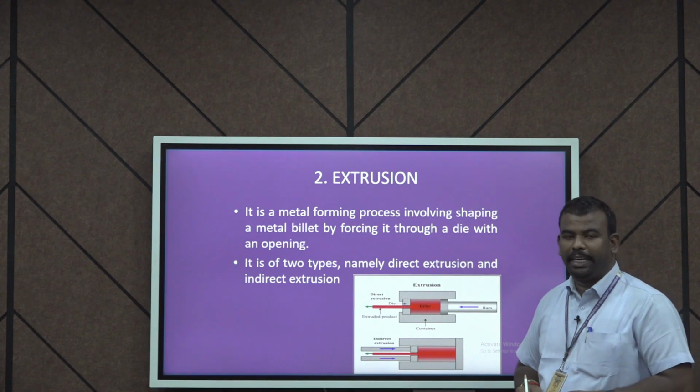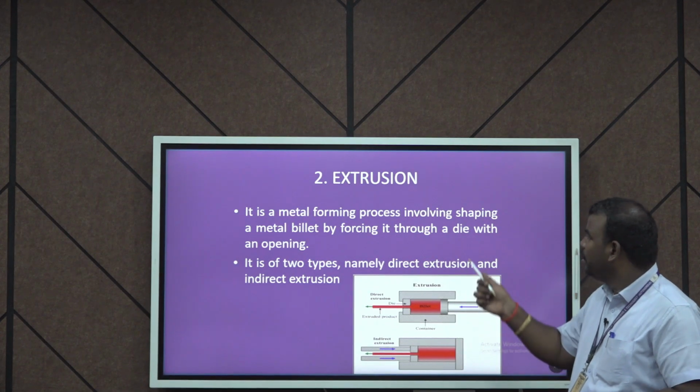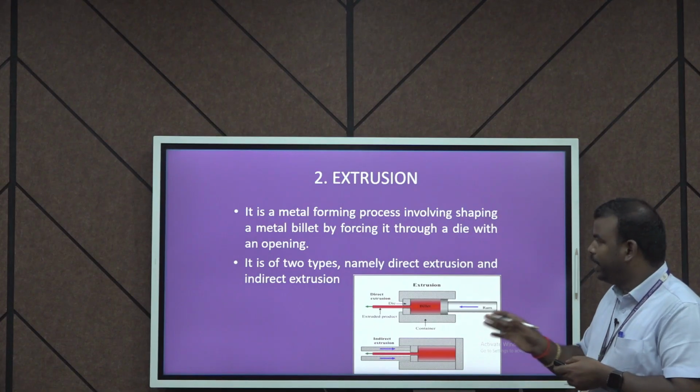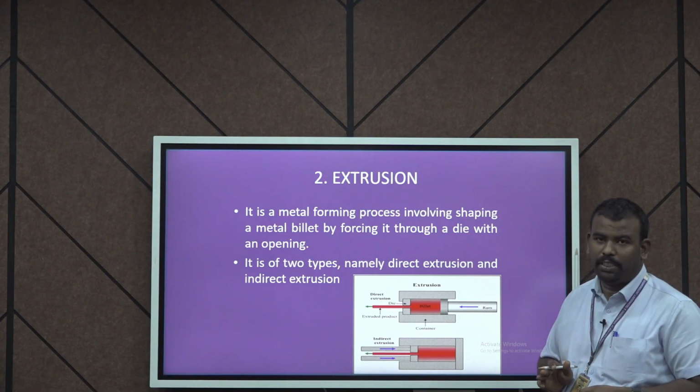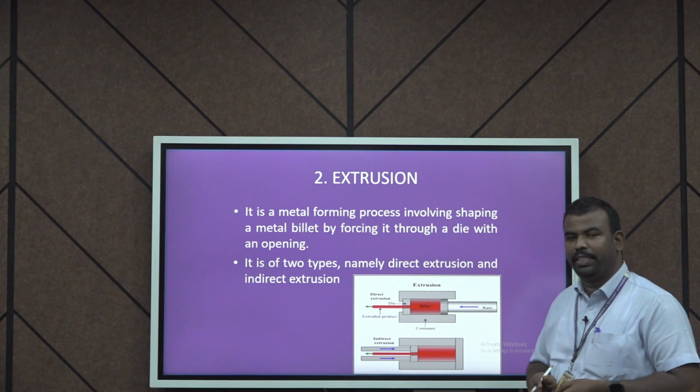The next metal forming process is called extrusion. Extrusion is a type of metal forming process that involves shaping a metal billet by forcing it through a die with an opening. The extrusion process is classified into 2 categories. First one is direct extrusion, second one is indirect extrusion.